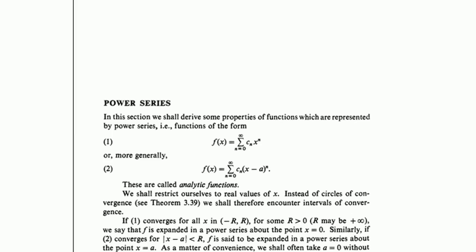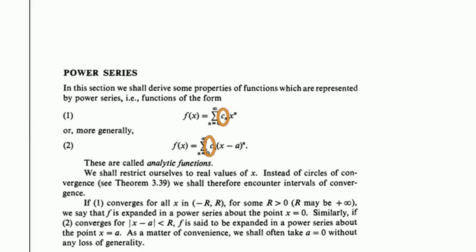These equations on page 172 formally define a power series. Equation 2 generalizes this, showing a series centered at a specific point, A. Within the structure, the Cn term dictates the coefficients. These are the fixed constants defining the exact shape of the series.